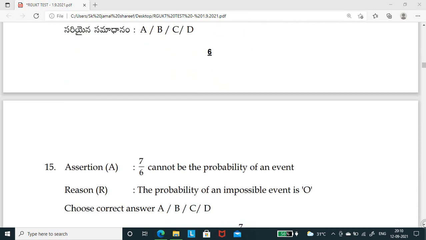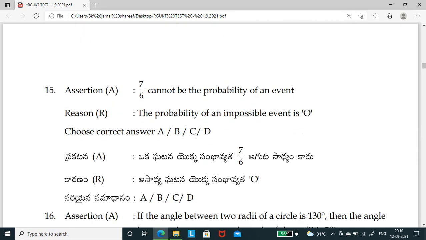Next, moving on to question number 15. 7 by 6 cannot be the probability of an event. Okay, 7 by 6 cannot be the probability of an event because 7 by 6 is greater than 1. Probability of any event cannot be greater than 1. Hence it is false. Next, the probability of an impossible event is 0. So it is true. So false and true, so option D will be my answer.